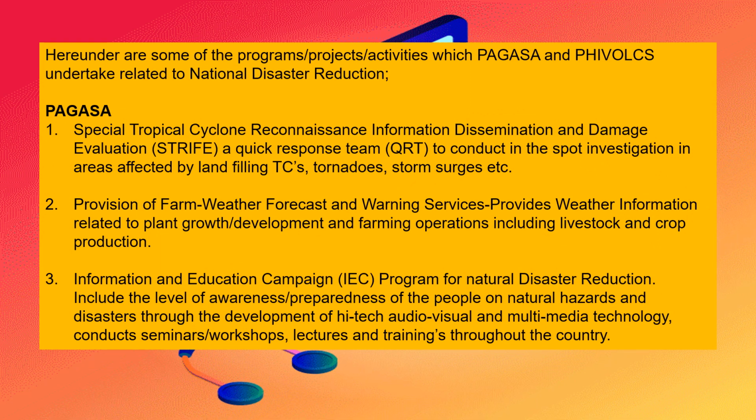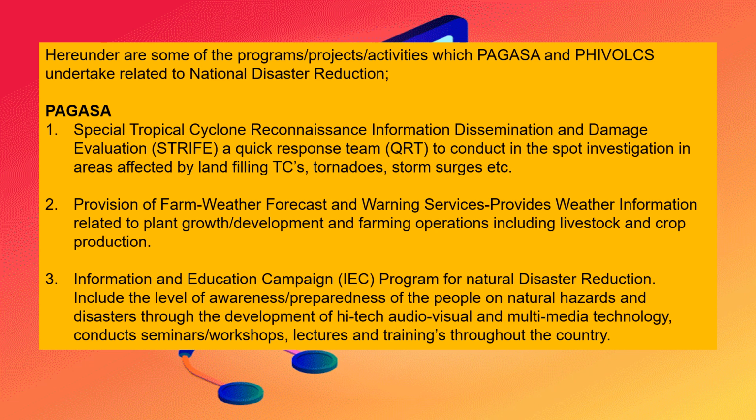Hereunder are some of the programs, projects, and activities which PAGASA and PHIVOLCS undertake related to national disaster reduction. PAGASA. Number 1. Special Tropical Cyclone Reconnaissance Information, Dissemination, and Damage Evaluation, or STRIDE, a quick response team or QRT to conduct in-the-spot investigation in areas affected by landfalling TCs, tornadoes, storm surges, etc.